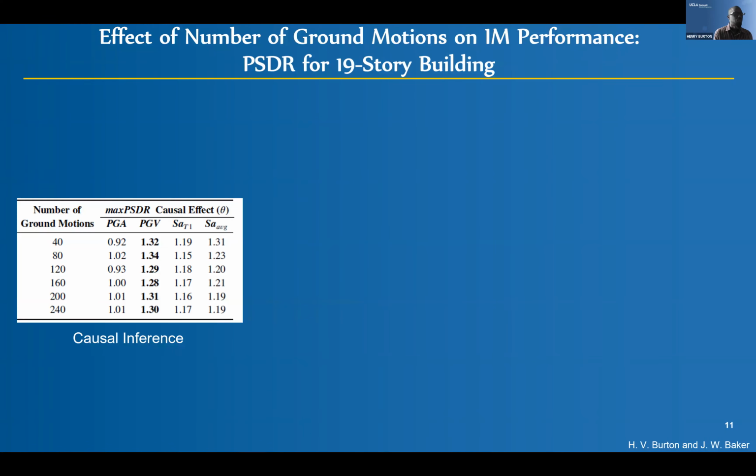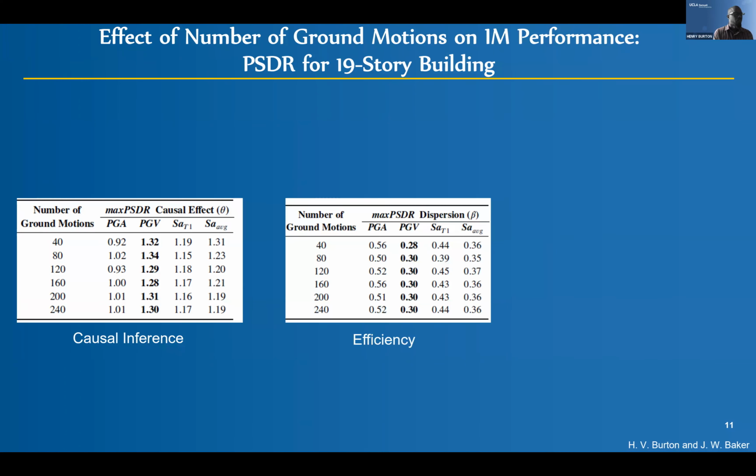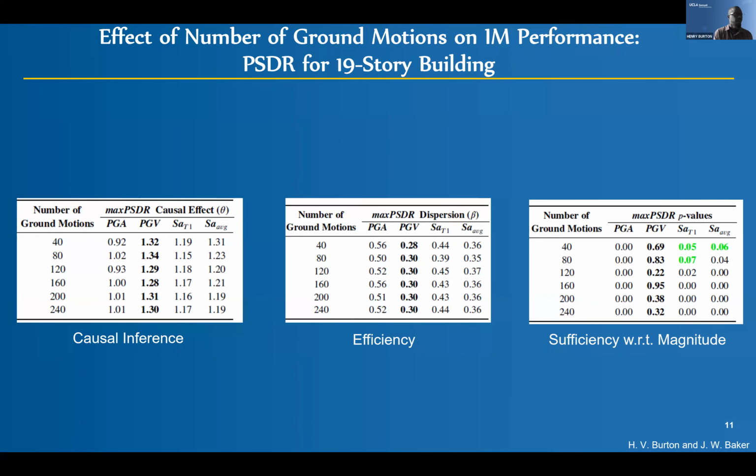This table shows the results from the causal inference-based assessment for peak story drift ratio in a 19-story building. It shows that the results are invariant to the number of ground motions. In other words, the best IM from a causal perspective does not vary with the number of ground motions. We saw the same finding for efficiency, meaning the most efficient IM did not change with the number of considered records.